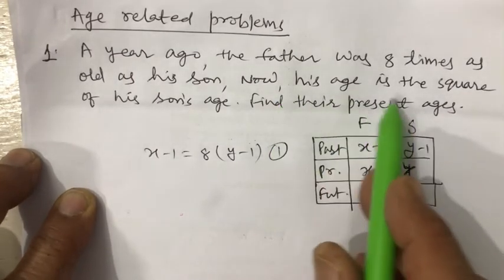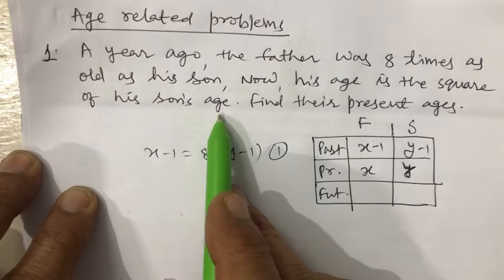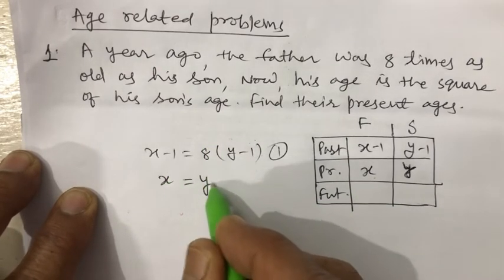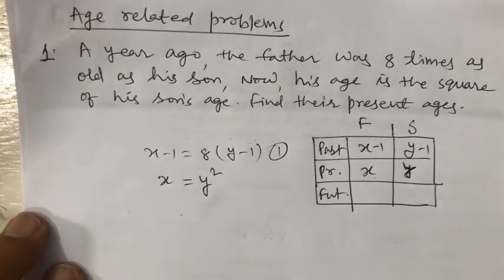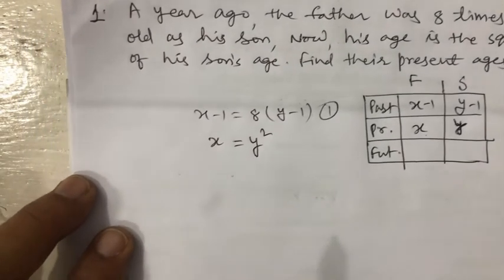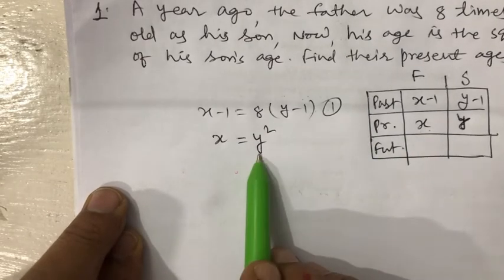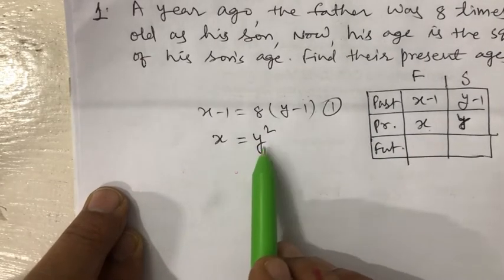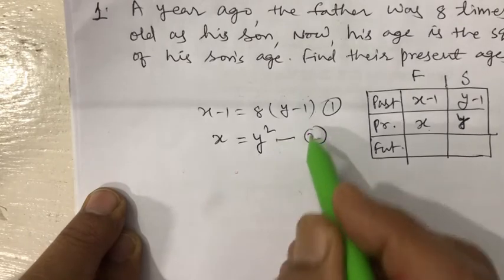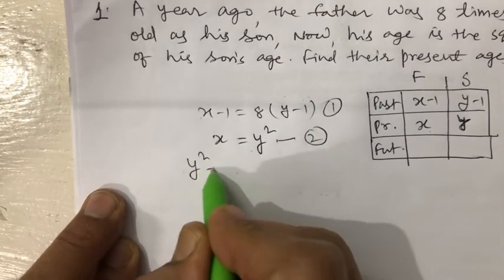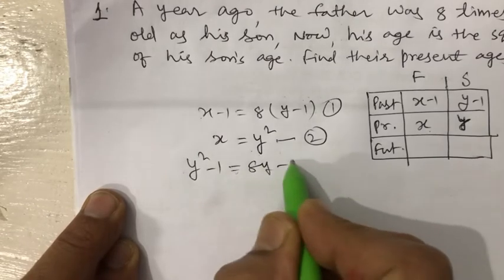Now his age is the square of his son's age. Very simple. Father's age now, present age, is the square of the son's age. Equation number 2. This x we can substitute here very easily. So y square minus 1 equals 8y minus 8.